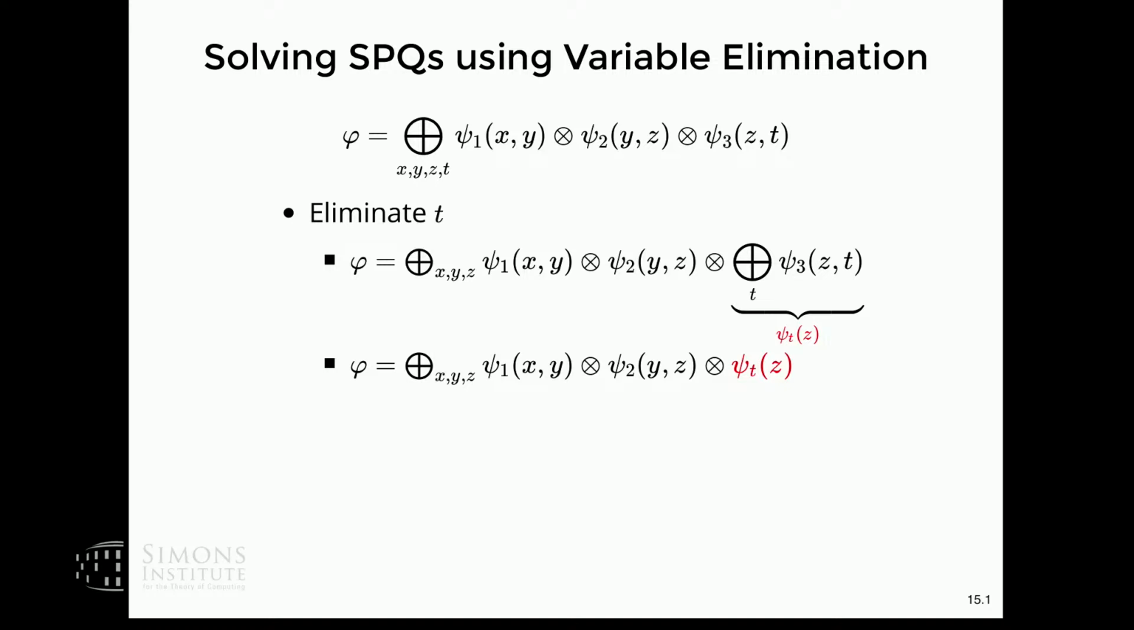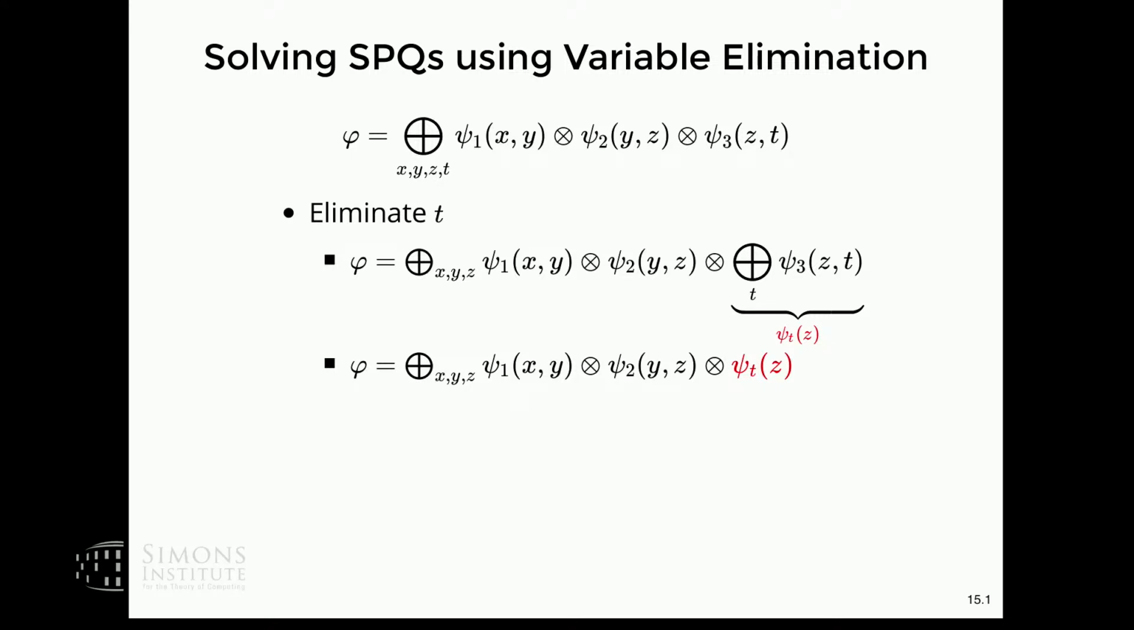And what we have over here, this expression now, is just a function over z that we can compute up front. It can be computed in linear time in the size of the sparse representation of psi3, the number of non-zero entries in psi3. Once we compute this, we can plug it back into phi. Now we have a query that no longer has the variable t explicitly. It only has variables x, y, z. This is basically what we mean by variable elimination.